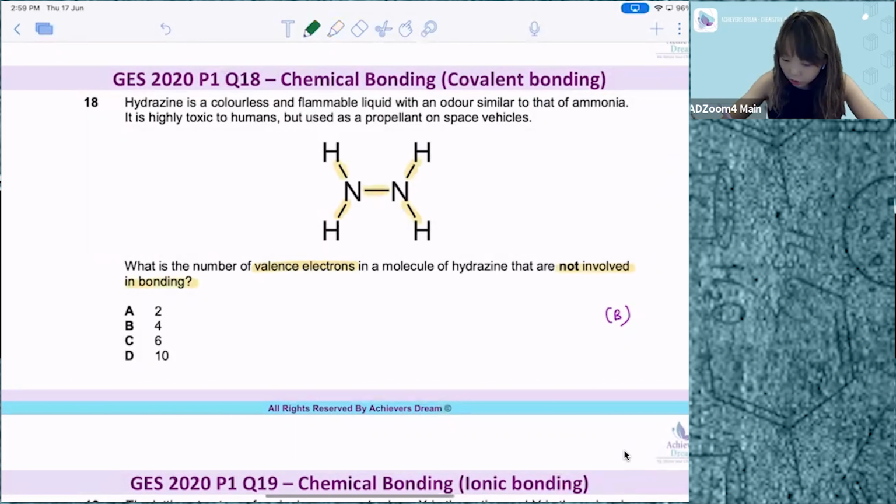What do these dashes represent? One dash represents one single covalent bond. And the definition of a single covalent bond is that there are two shared electrons. So hydrogen is sharing one, and nitrogen is also sharing one.